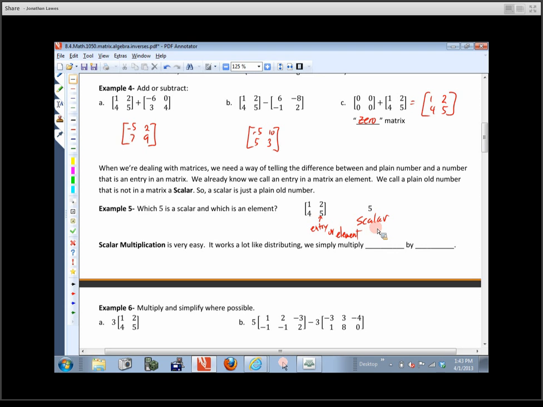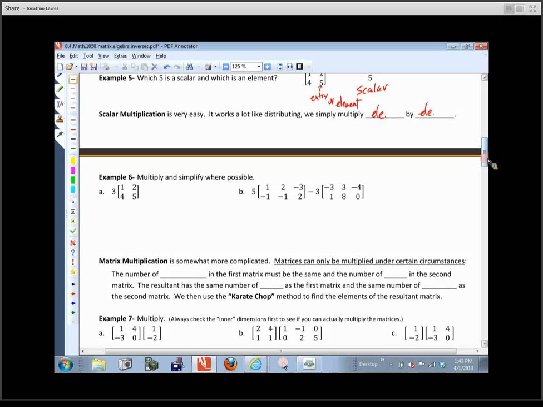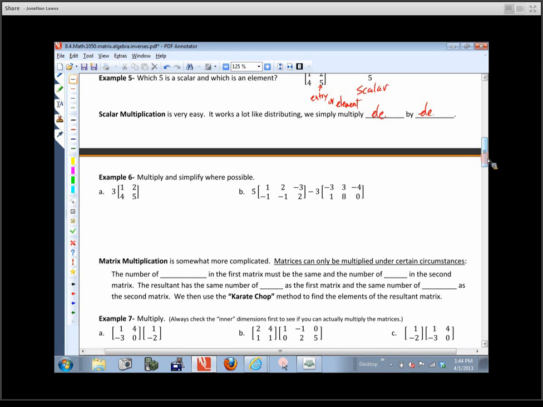Okay? Now, scalar multiplication is really easy. Scalar multiplication works like distributing. We just multiply element by element. So if you flip the page over and look at example number 6, here are some examples of scalar multiplication. This is different than matrix multiplication that we're going to do in just a second, but it is very easy. Okay? It doesn't have anything to do with the dimensions. All we do is we take that 3 and essentially make all of the numbers 3 times bigger than they were. If it was a -3, we distribute a -3 to those.